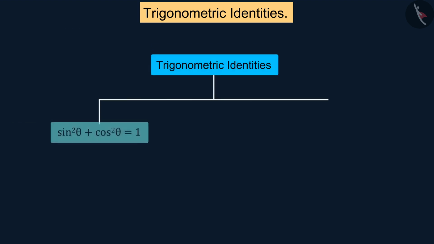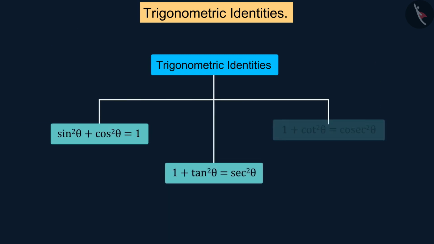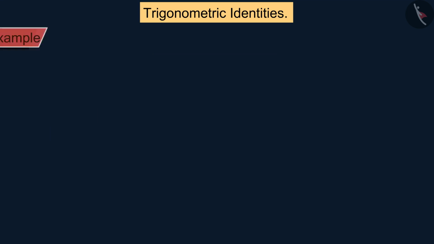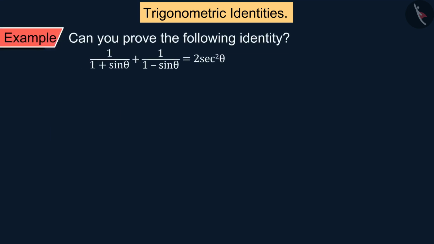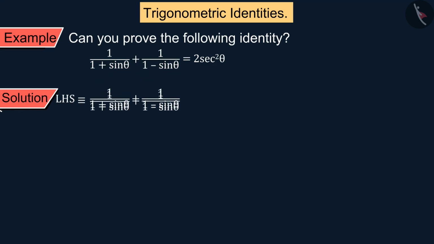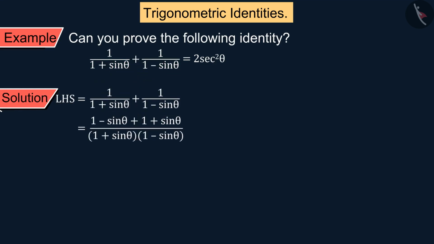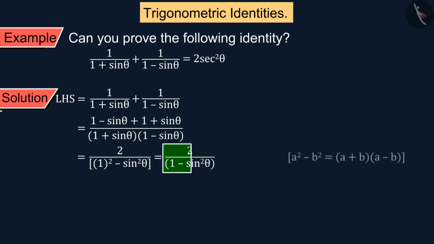Using these three identities, we can express each trigonometric ratio in terms of other trigonometric ratios. Let us understand this by an example. Can you prove the following identity? Let's see. Let's discuss first its left side, where we take the lowest common multiple and solve, from which we get 2 by 1 minus the square of sine theta.